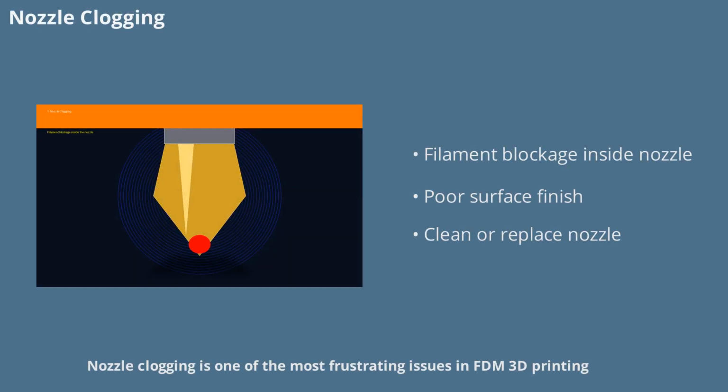Nozzle clogging is one of the most frustrating issues in FDM 3D printing. It occurs when filament gets blocked inside the nozzle, preventing smooth extrusion. The main causes include improper temperature settings, wet or low-quality filament, incorrect print speed or retraction, and lack of regular nozzle maintenance. The effects are visible in poor surface finish, weak layer bonding, print failures, and dimensional errors.